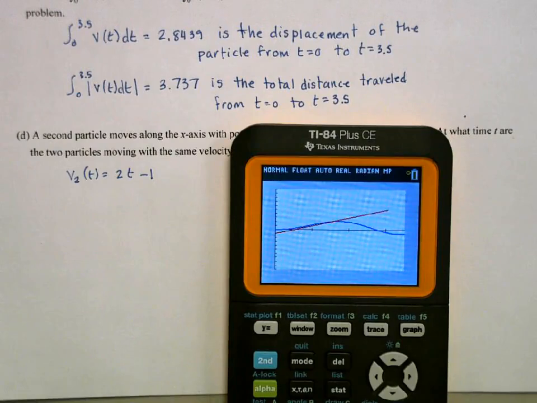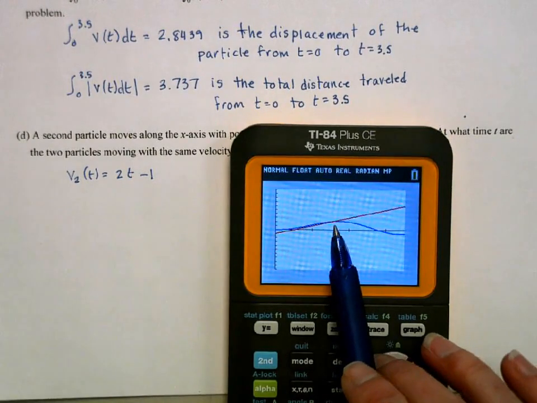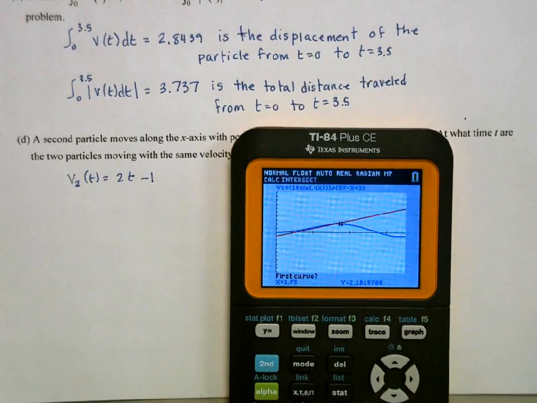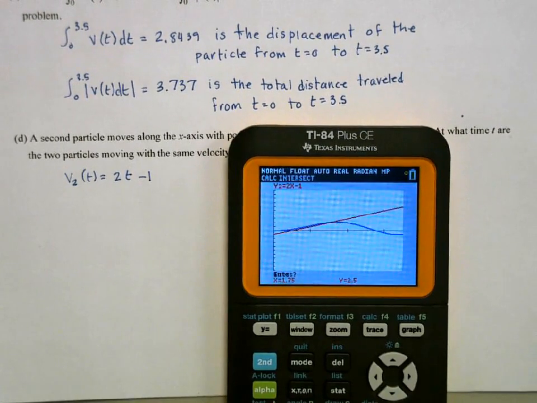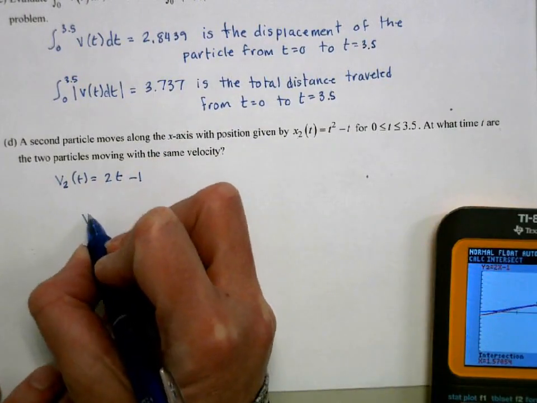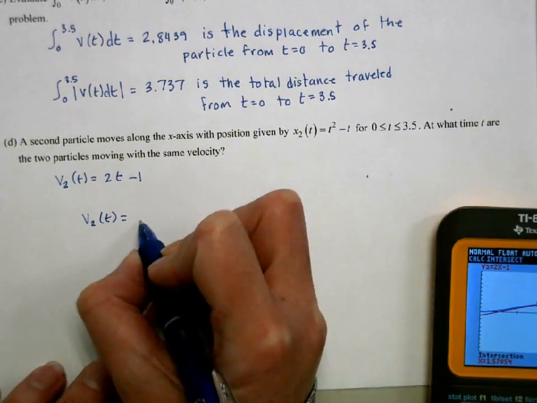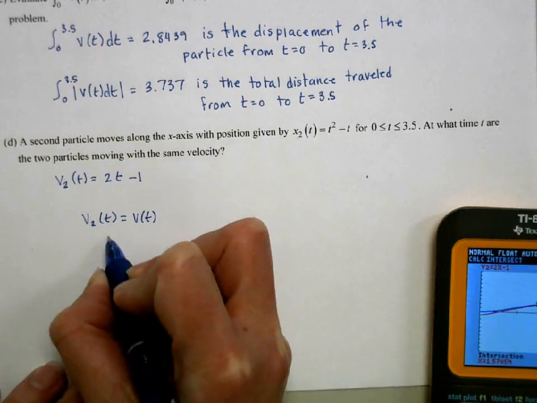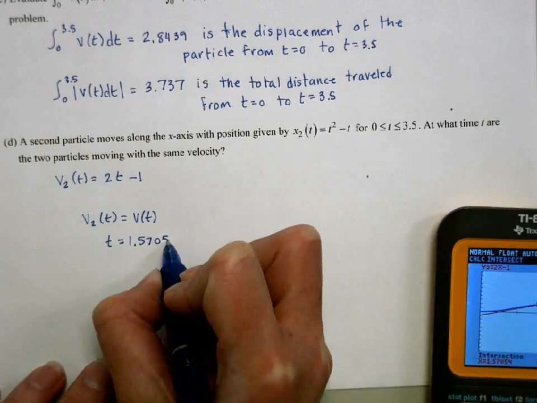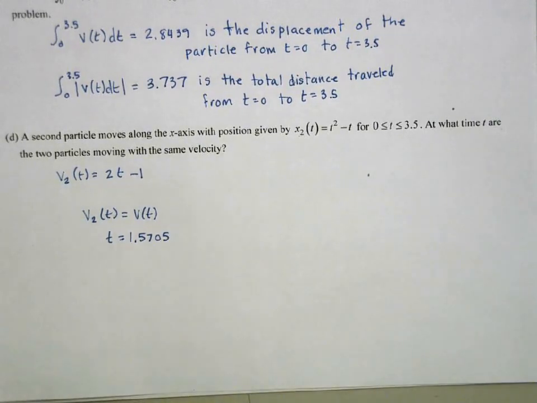So we're going to do second calc intersection, and I'm just going to enter, enter, enter. So my intersection, so my v2 of t equals v of t. This occurs when t is 1.5705. So these are some problems that involve position, velocity, and acceleration from the Calc AB course.